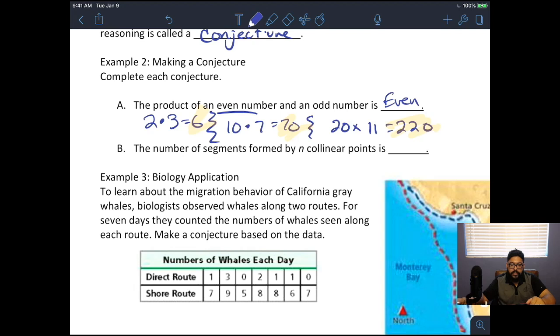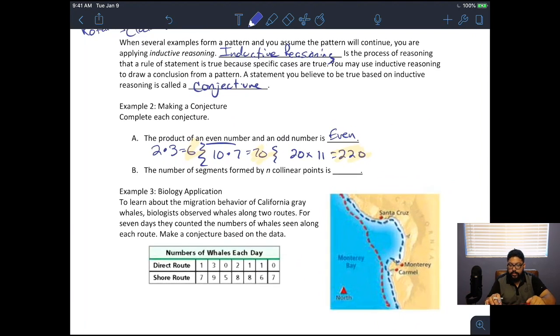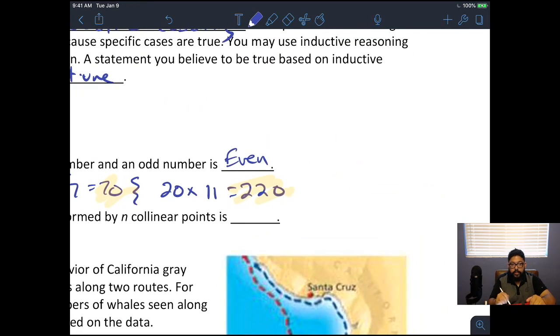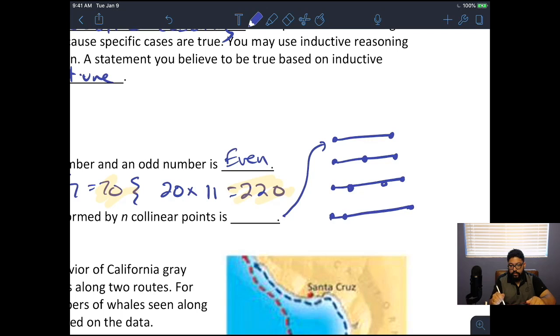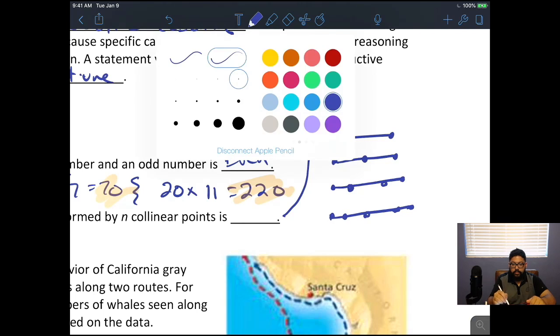Next, letter B. It says that the number of segments formed by n collinear points is blank. So this one has a picture. I didn't have enough room, so I'm going to draw the picture over here. So if I have a dot, a line, and a dot in the middle, then dot, dot, dot. And if it's hard to see, let me make those a different color.